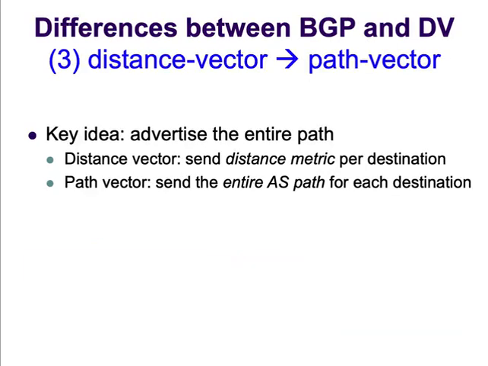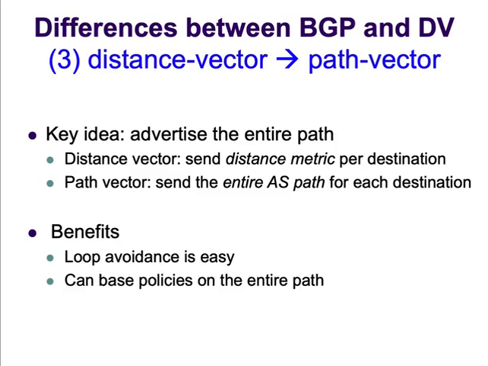Right. So just to recap, the key idea is to advertise the entire path, different from distance vector. The benefit is that loop avoidance is easy. There's another benefit that we don't really know how often gets used, but it is certainly possible: you can look at the entire path and base your policies on the entire path, not just your next hop or just your cost. So you could say, oh, this path is going through some country you don't like along the way, and so I'm not going to pick it. That's actually something you can do with BGP.